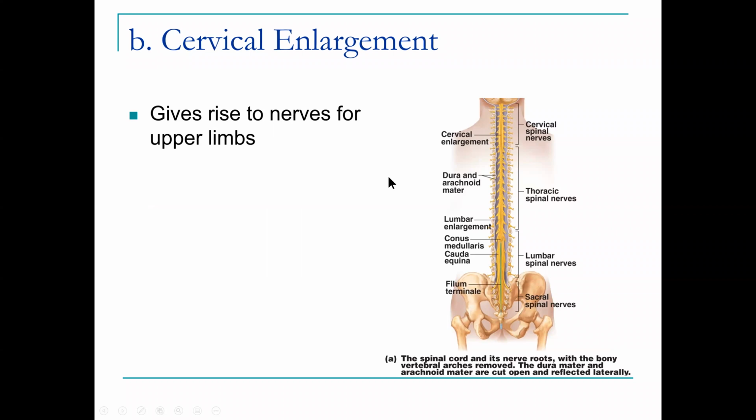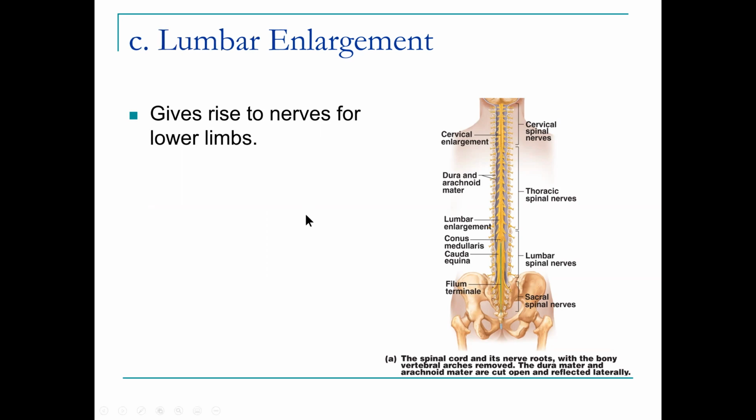There's a cervical enlargement here. The cervical enlargement gives rise to nerves to the upper limb, and some of those upper limb nerves are going to congregate and form the brachial plexus, and we'll talk about that in a little while. And then we have a lumbar enlargement down here that's going to give rise to nerves in the lower limb.